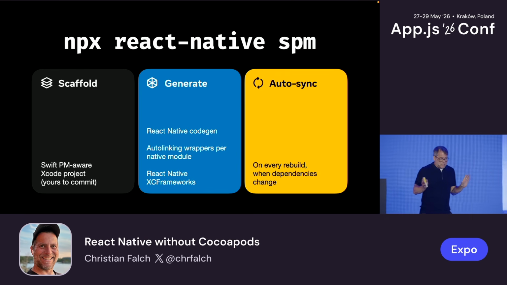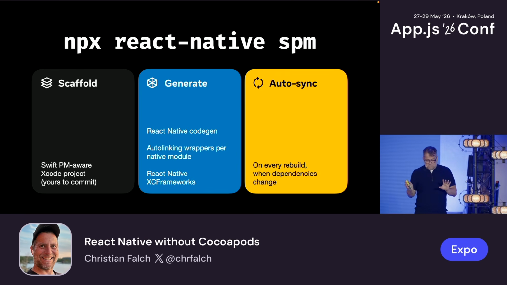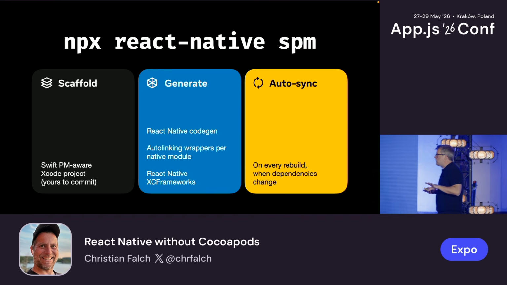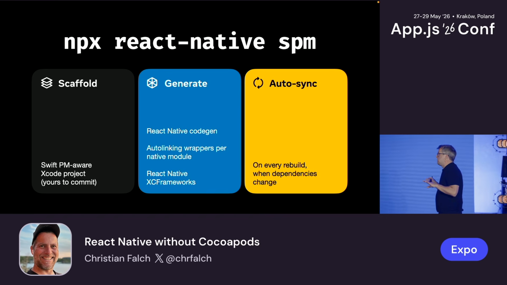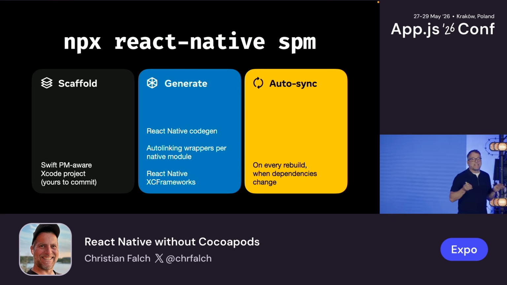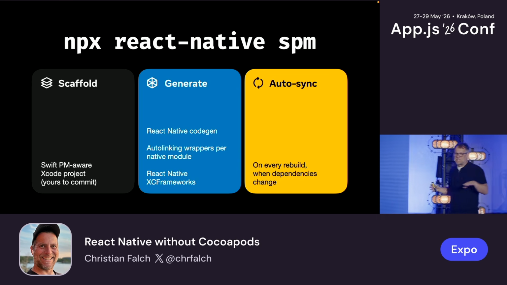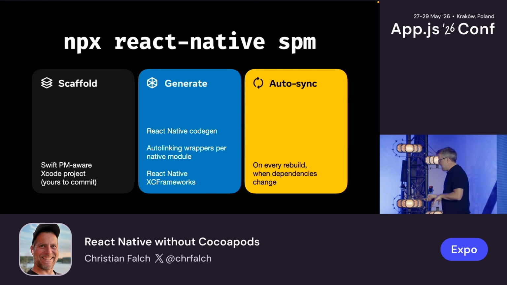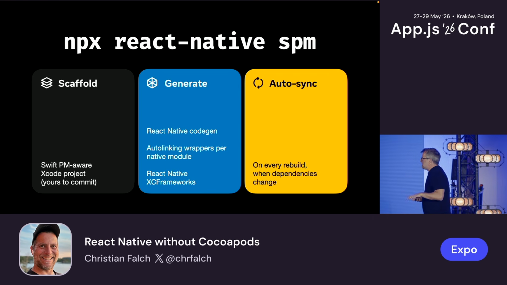Then it does React Native Codegen. It creates the auto-linking wrappers per native module. It downloads and caches. That's important. We don't need to download again next time. It's cached globally on your machine, the Xcode frameworks that you're using.